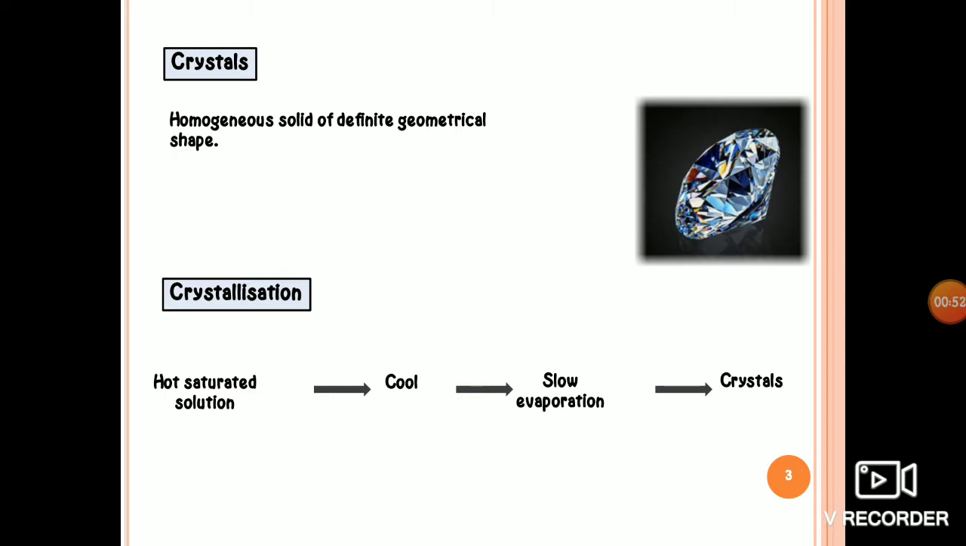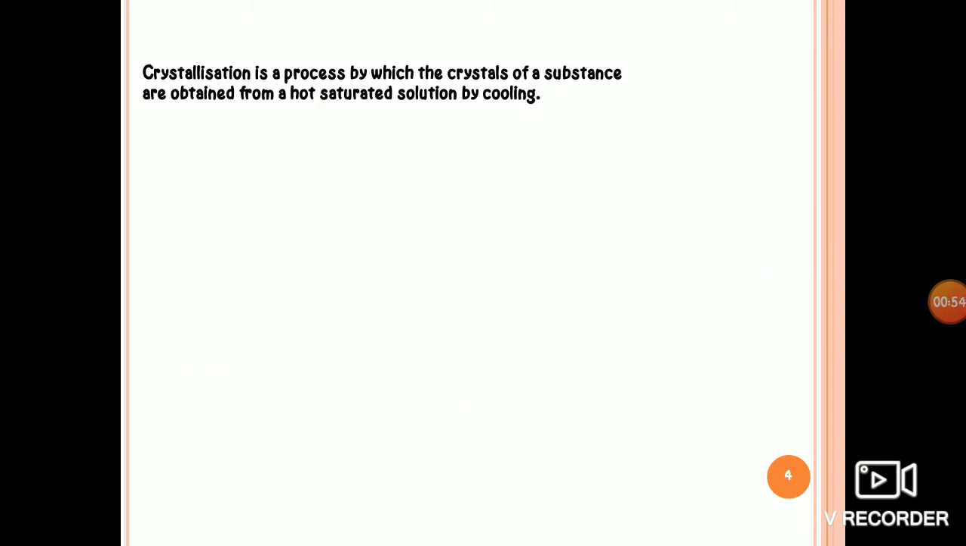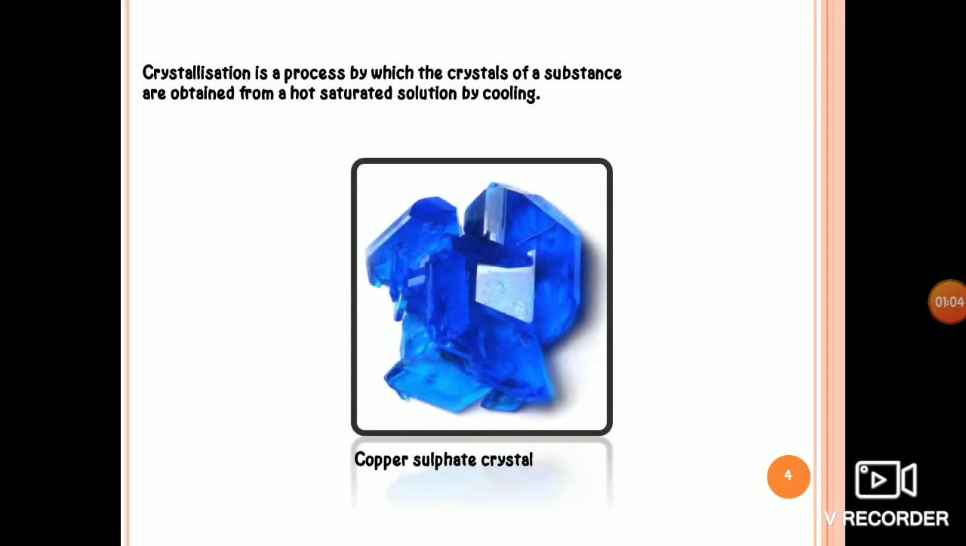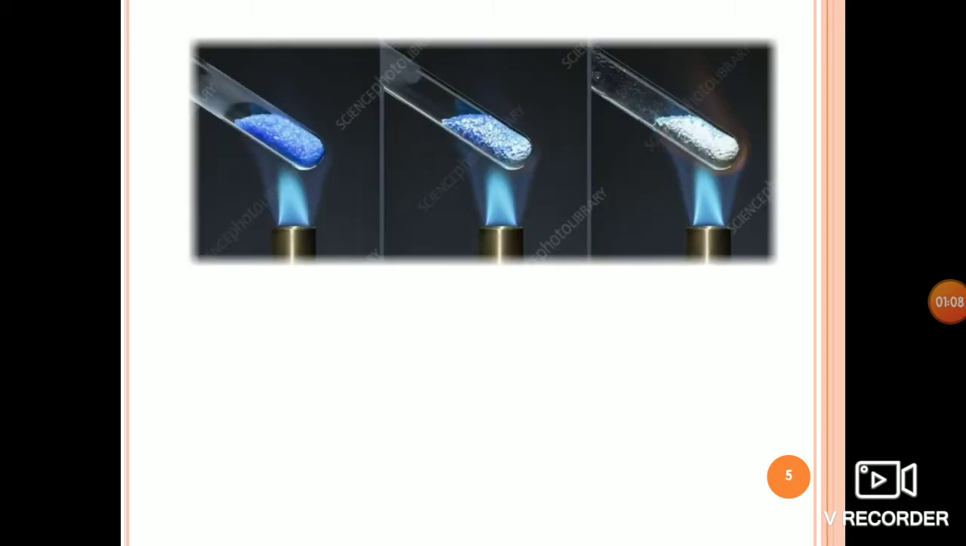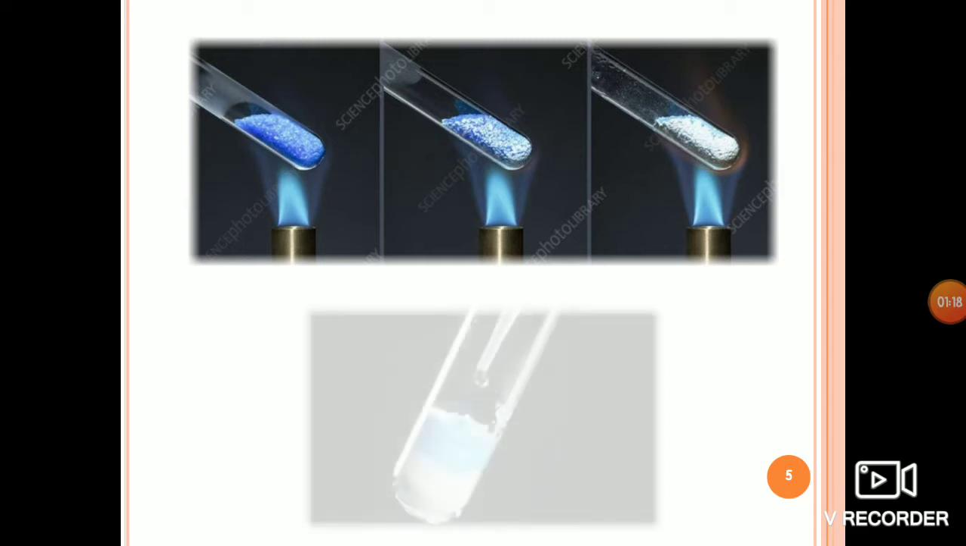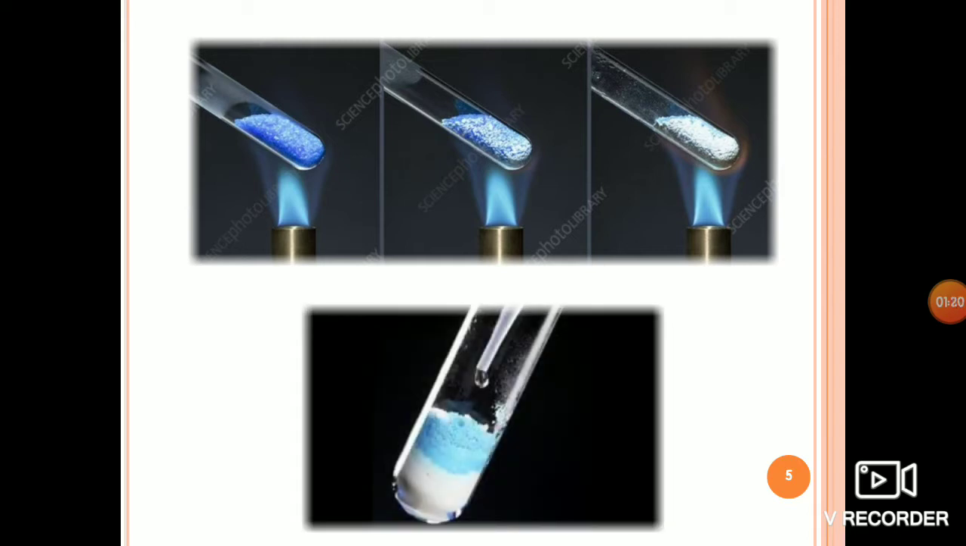Now we came to know that crystallization is a process by which the crystals of a substance are obtained from a hot saturated solution by cooling. Let's perform an experiment with this blue copper sulfate crystals. We take copper sulfate and heat it. As we heat it, we see the color changes into white powder. Now we add water to this white powder. We observe that it becomes blue.